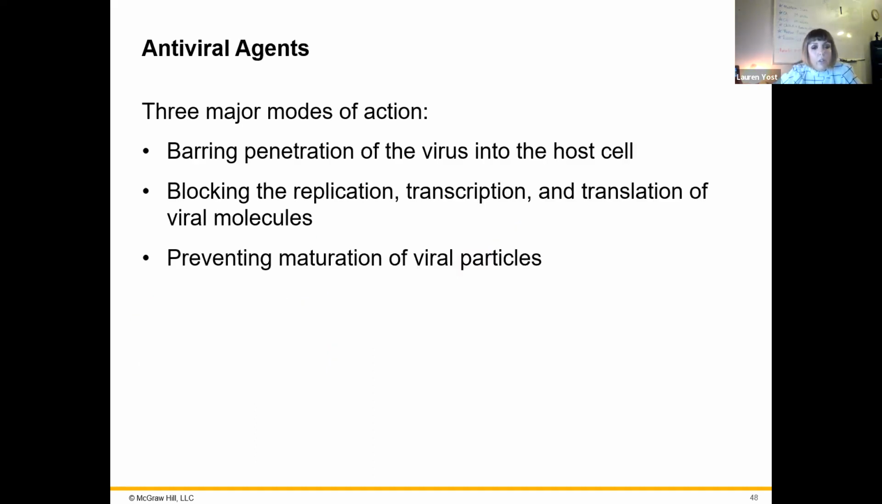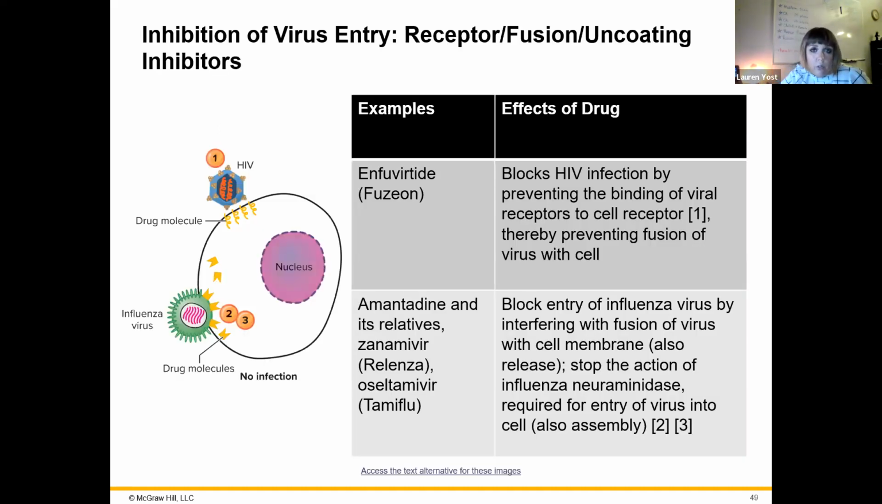So with antiviral medications, we want to keep the virus from getting into the cell. If we can't keep it from getting into the cell, we want to block replication, transmission, and translation, the building of the building blocks of the virus. And we also want to prevent the maturation of viral particles if we can't do the other two. This is just going through some different medications used as antivirals. Here we have blocking HIV infection by preventing binding of viral receptors to the cell receptor, keeping it from getting in.